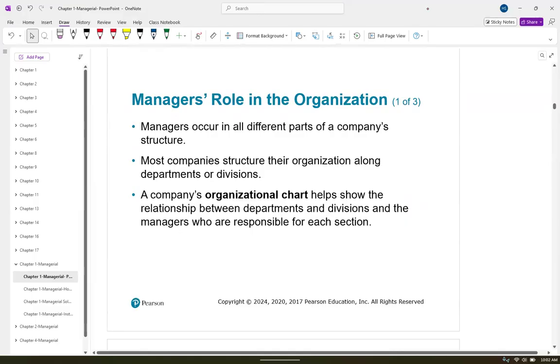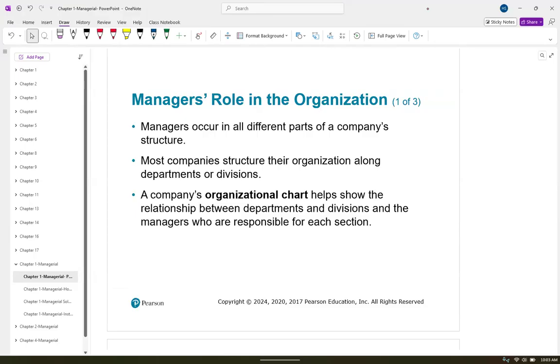So let's talk about the manager's role in the organization. Managers occur at all different parts of the company. You have to think about being a manager. Some of y'all might be going into management. That's what you want to do. And you've got to realize that managing people is a very delicate art, because you get all kinds of people when it comes to being a manager.